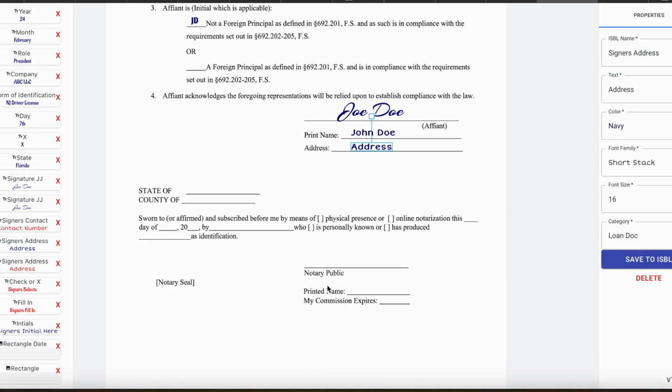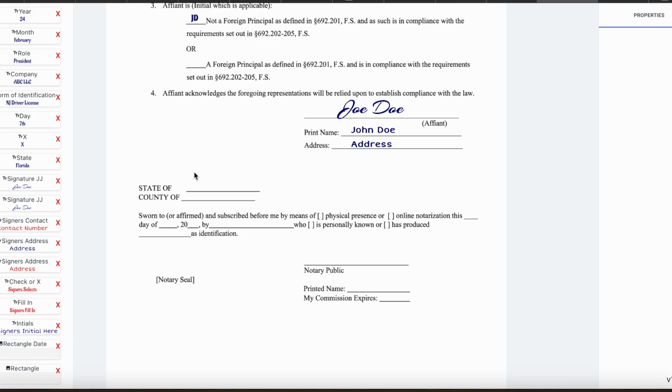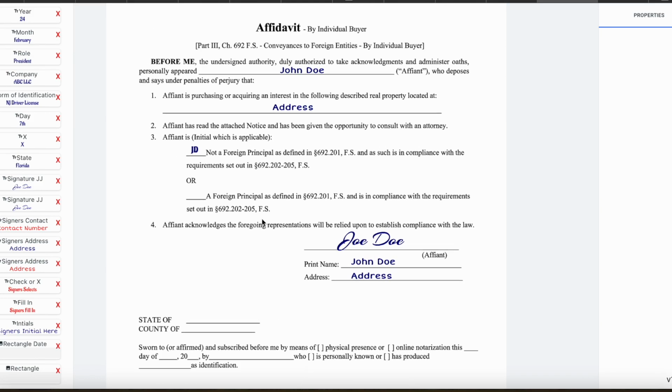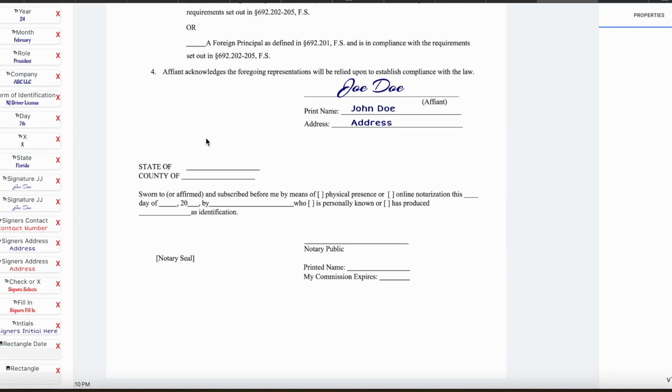Then we go down here, and we have the notary acknowledgment part. So the affiant is going to sign up here and fill out up here. Sometimes this is blank. You can write in their name. The address should be there. If not, they would write in the property address. They initial, they sign, they print their name, and they write the address. Okay. You as a notary are going to take care of the bottom part here.